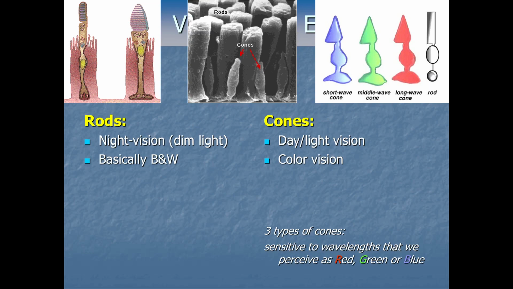You can kind of think of it like one type of cone is sensitive to what we might perceive as red, another is more sensitive to what we might perceive as green, and a third type of cone is sensitive to light at wavelengths that we might usually perceive as blue.